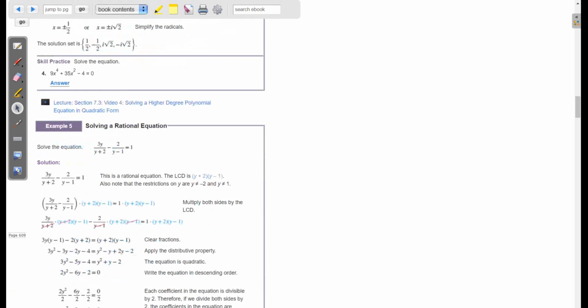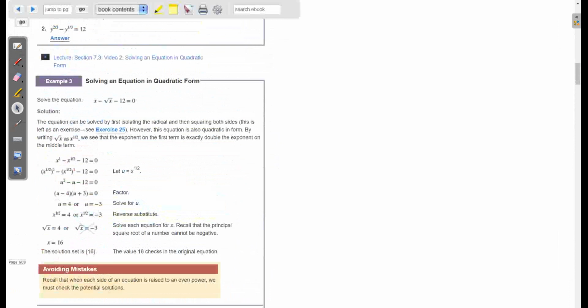I think it's a pretty short section. So we're already almost halfway.